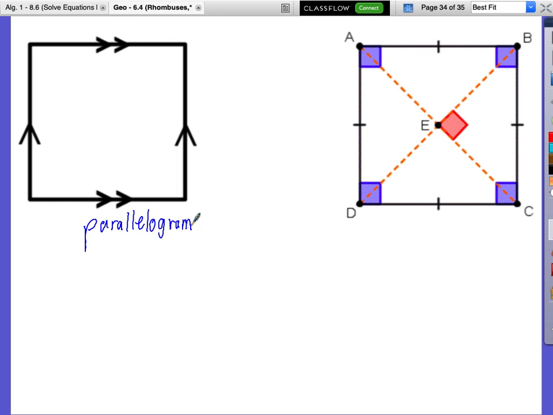Now on this last one, raise your hand to tell me what this one would be. Nick? Square. It would be a square. All four sides are congruent and all four angles are 90 degrees. The angles are perpendicular as well, like they should be.